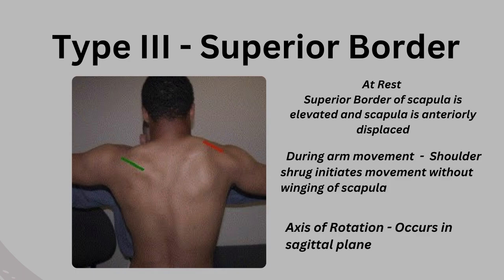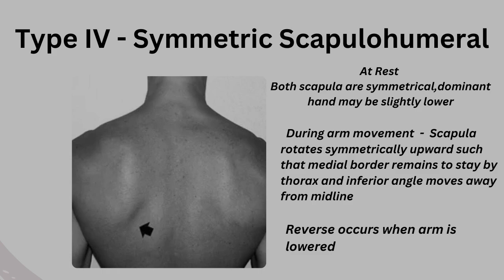Next we have type 4, where the symmetric scapulohumeral appearance can be seen. At rest, both the scapulae appear to be symmetrical, but the dominant hand may be a little lower than the affected one. During arm movement, the scapula rotates symmetrically upward such that the medial border stays by the thorax and the inferior angle moves away from the midline. The reverse occurs when the arm is lowered.